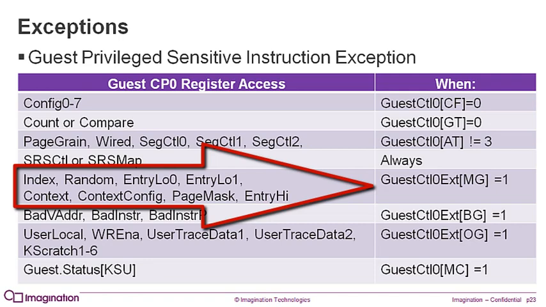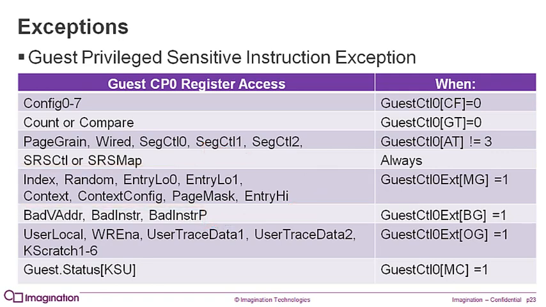Access to any TLB related registers causes an exception if the MMU guest bit GM is set in the guest control EX register. Access to any bad address register causes an exception if the bad GB bit is set in the guest control EX register, and access to the user local, WRENA, user trace data 1, user trace data 2, K-scratch 1 through 6 causes an exception if the OG bit is set in the guest control EX register.